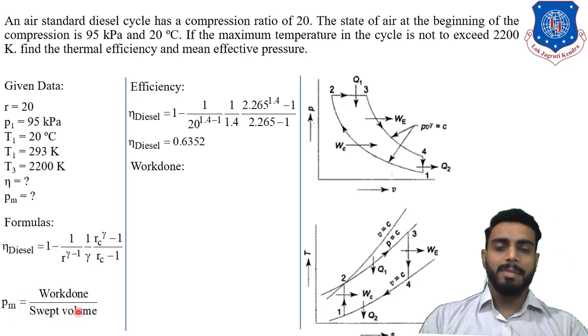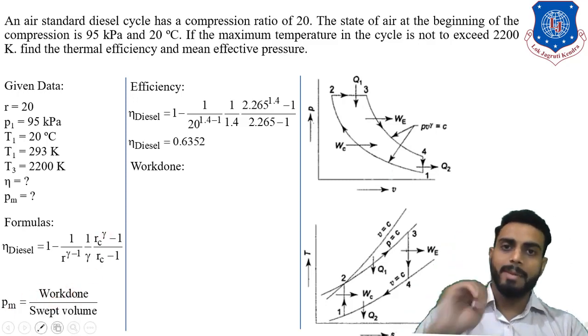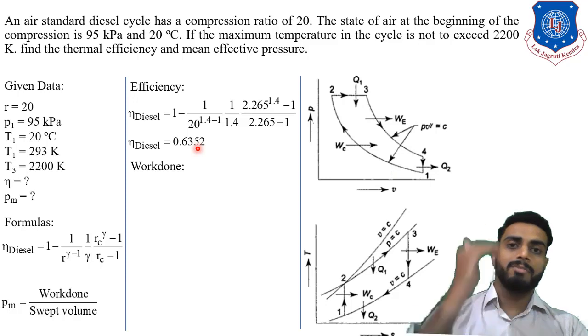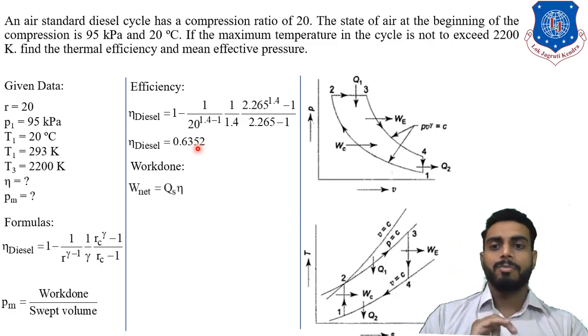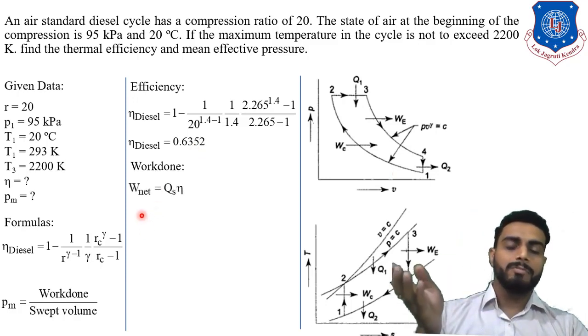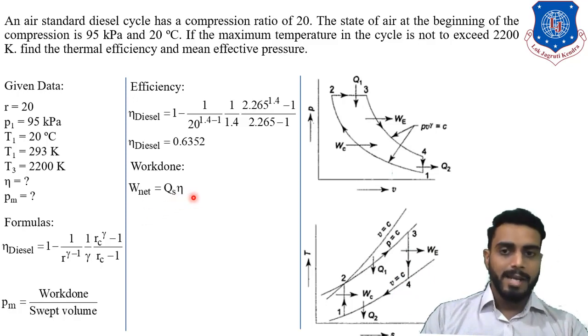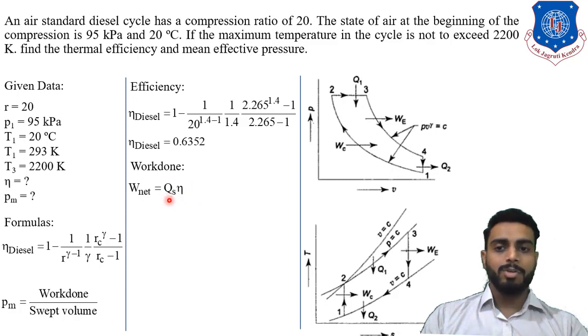For finding out the mean effective pressure, you are very well aware it is nothing but the ratio of work done divided by swept volume. So first let us find out the work done. If you recall the efficiency equation, efficiency is nothing but work done divided by heat supplied. So work done is equal to efficiency into heat supplied, so QS into eta, right? We already know the value of eta. Now if we manage to find out QS, then we can easily find out W net, right?